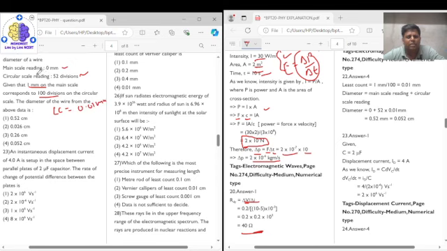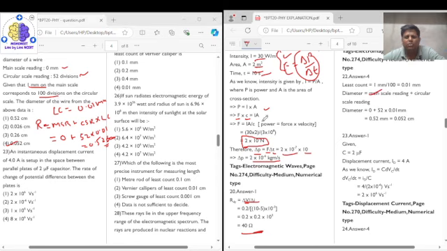Now the main scale reading is 0. So the formula is: reading is equal to main scale reading plus circular scale reading into least count. Main scale reading is 0 plus circular scale reading 52 into least count 0.01. It will give you 0.52 millimeter. So when you convert into centimeter, it becomes 0.052 centimeter. So the correct answer for question number 22 should be option 4.